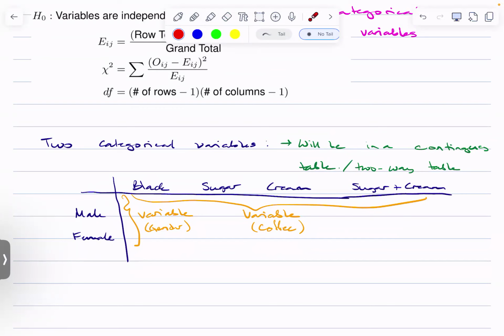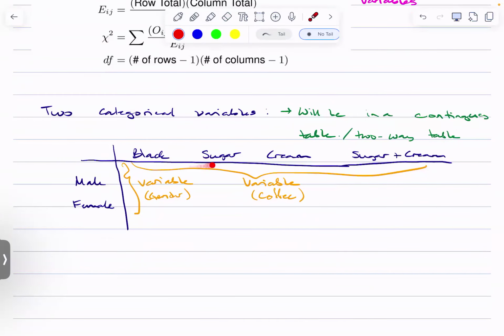Because if you only have two categories, let's say you either take your coffee black or not, then you only have two categories, but then you could boil it down to a one sample proportion of black over the total. Or even if you wanted to compare it across the genders, if you boiled it down to whether they take their coffee black or not, then it would be two sample proportions.